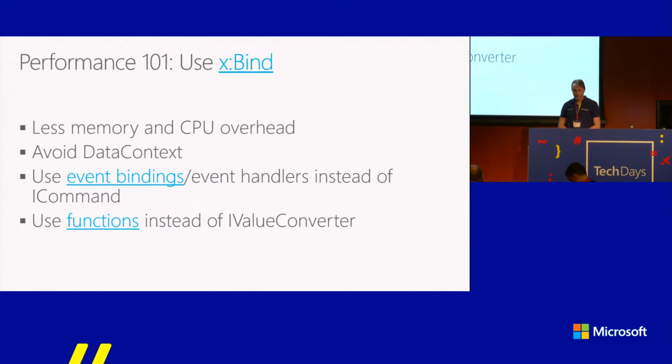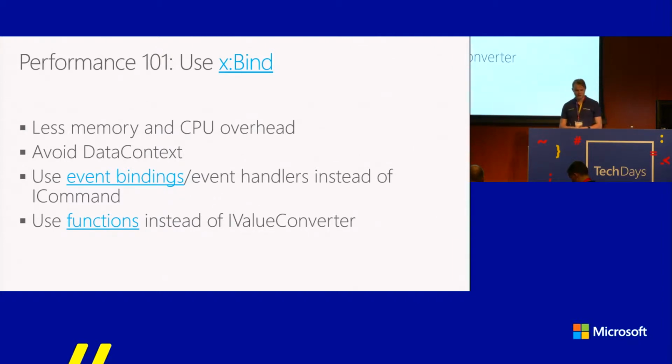In UWP, we added x:Bind, also called compiled bindings, and there are some other terms that it goes under. x:Bind has much less CPU and memory overhead. It doesn't depend on the DataContext. The DataContext is a property on FrameworkElement that is in some way special, in that its value inherits down the tree, and that makes it much more expensive. Like if you change it, there's an expensive propagation that propagates the DataContext down to all the other child elements unless the DataContext is specifically set there.